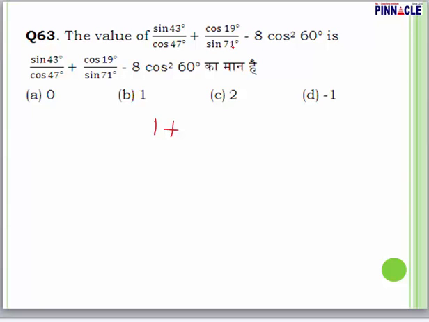Cos 19 divided by sin 71. Sin 71 is equal to cos 19, because sin of 90 minus theta is equal to cos theta, or cos of 90 minus theta is equal to sin theta. So cos 19 divided by cos 19, that is 1, minus cos square 60. Cos 60 will be equal to sin 30, and sin 30 is 1 by 2. So square of this would be 1 by 4. So 2 minus 2, that is 0. 0 should be the answer. Such kind of question you can solve like this. A should be the answer.